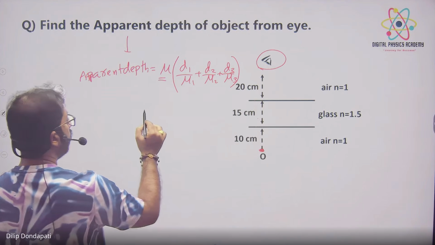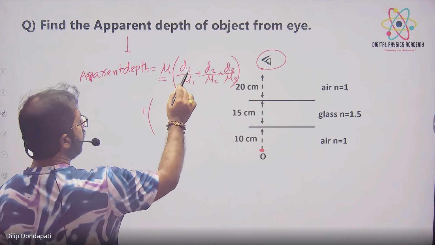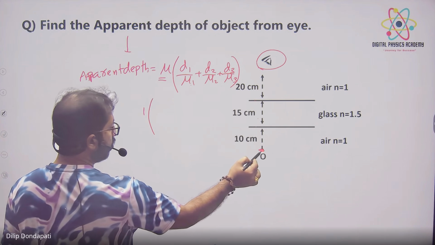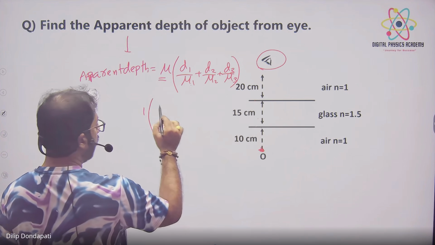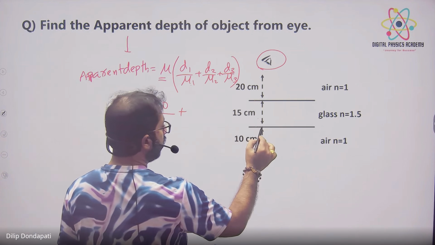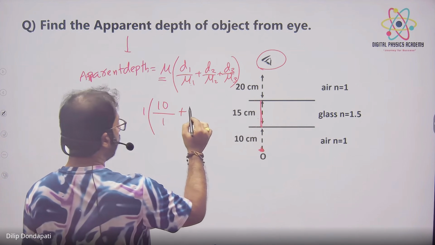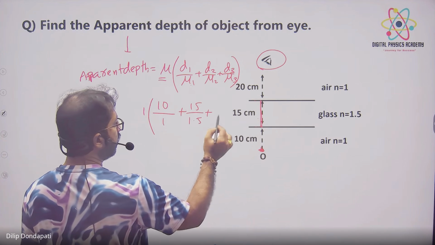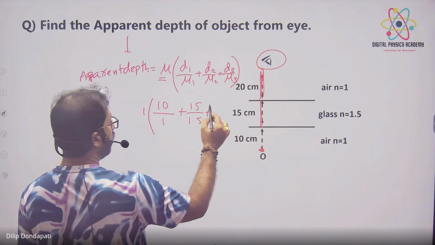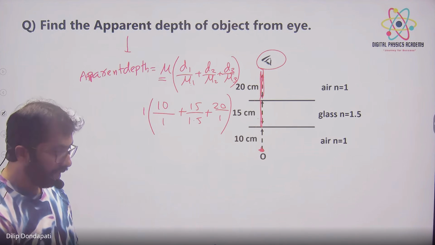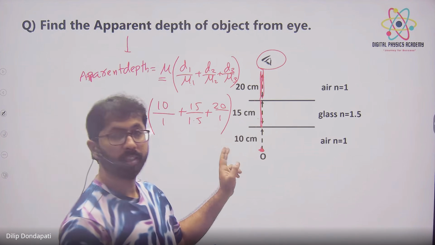So 1 into d1 by mu1. How much is d1? How far is it from the surface? Start from the object. d1 is 10 by mu1 which is 1, plus d2, the distance from this surface, 15 by mu2 which is 1.5, plus d3, how far from the eye, 20 by refractive index 1. So if you add, you will get 40 centimeters.